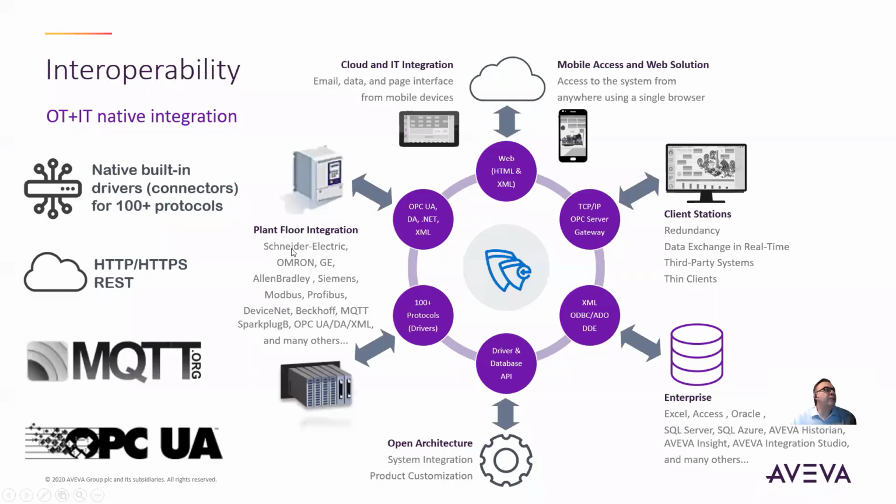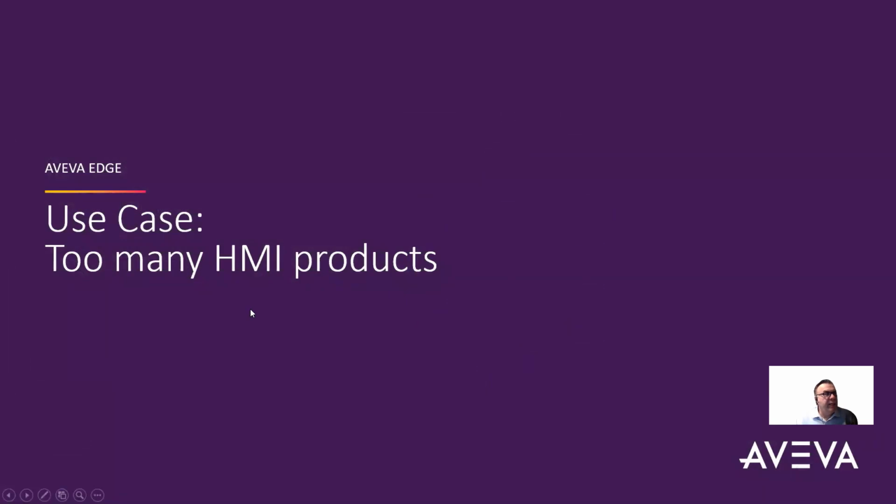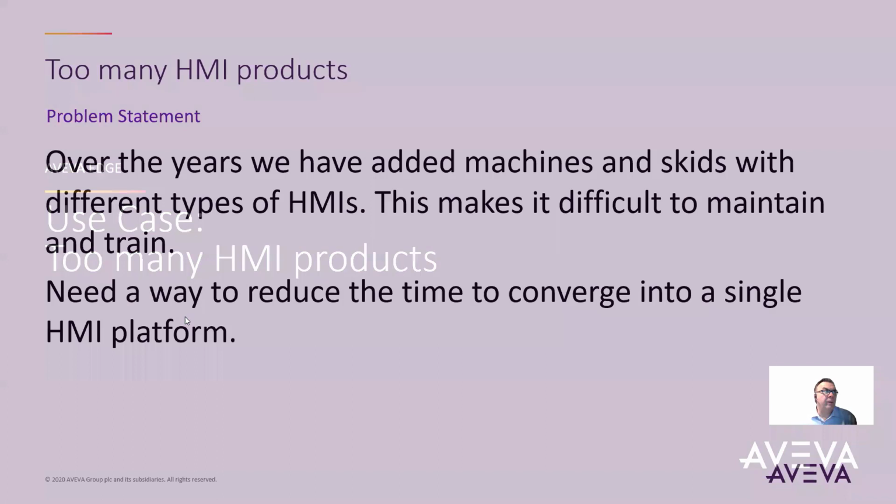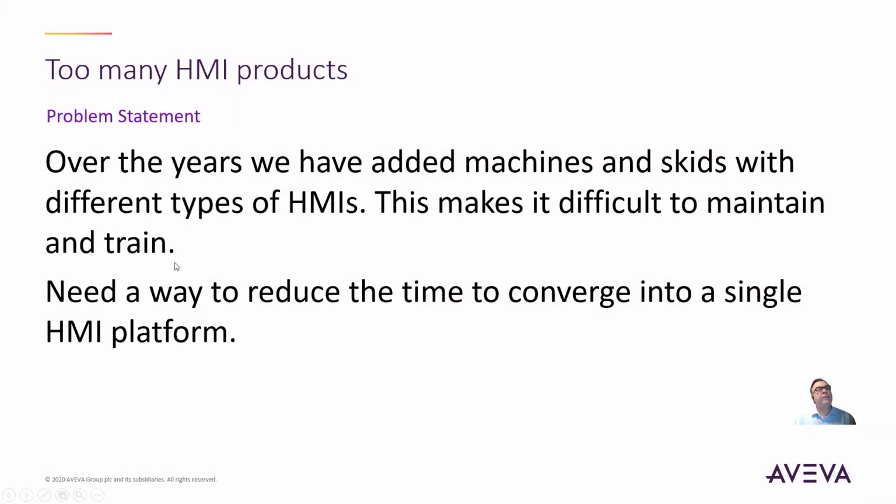So let's go back here to the presentation. The next use case is we have too many HMI products in general. So some of the things we've heard over the years is, for example, we've added machines and skids with different types of HMIs. We've never really paid attention to the brands of HMIs that have come in, but this makes it difficult to maintain and train on the different technologies, not only for the operators, but for the maintenance staff. And in general, we need a way to reduce the time to converge into a single HMI platform.